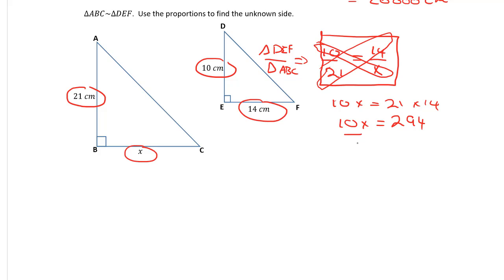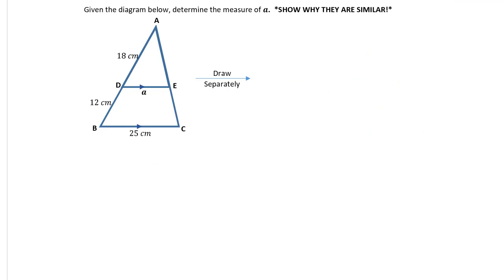Now all we have to do is divide both sides by 10, and we've calculated x to be 29.4. And in this case, the units are centimeters. All right, in this last question, we're given the diagram below and we're asked to determine the measure of A.